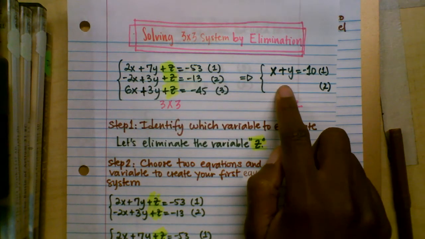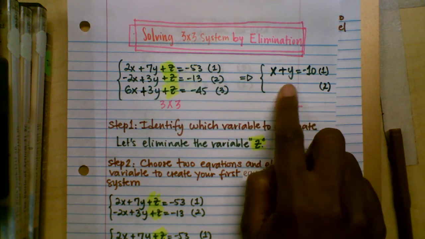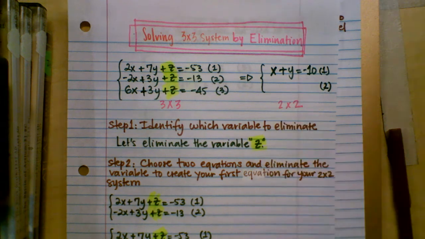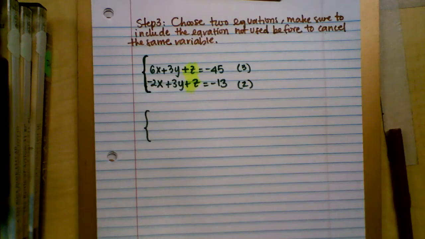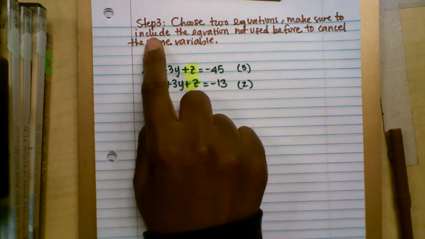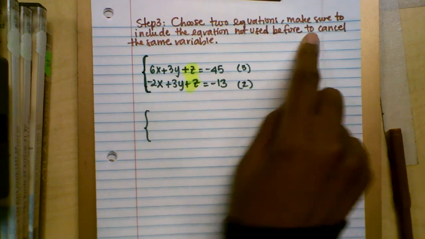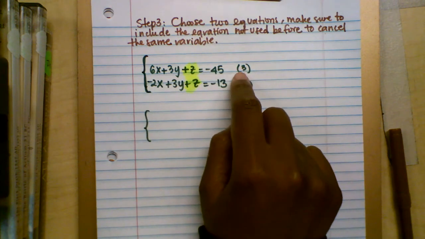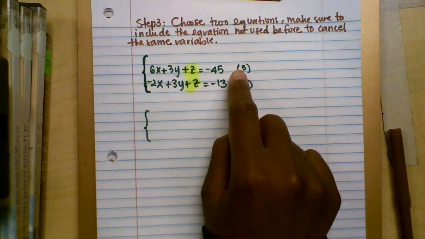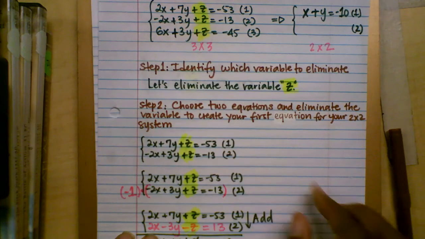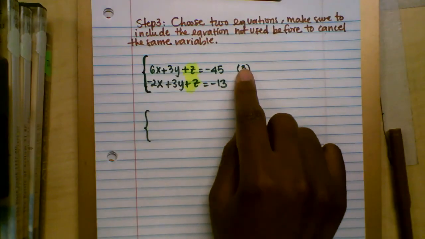Now we need to get the second equation for the 2 by 2 system. What are you going to do then? The same principle as before: you're going to choose two equations. Make sure to include the equation not used before to cancel the same variable. I did not use equation 3 earlier; I used equation 1 and 2. So for the next set, I have to include equation 3.